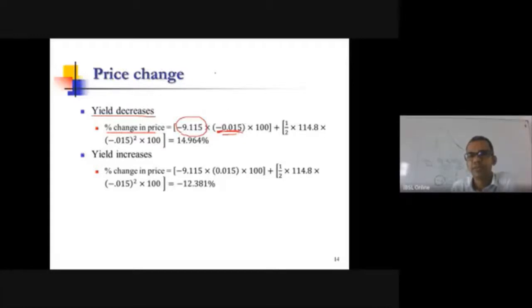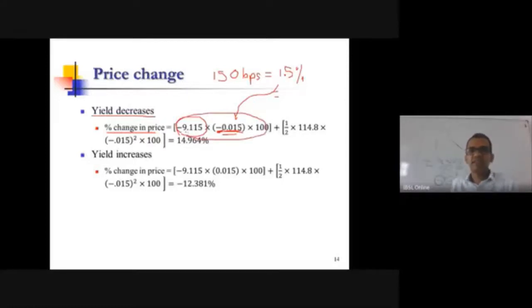150 basis points equals 1.5%. In decimals, it equals 0.015. So you have to be careful when you substitute figures into the equation. So this will give you the duration effect.